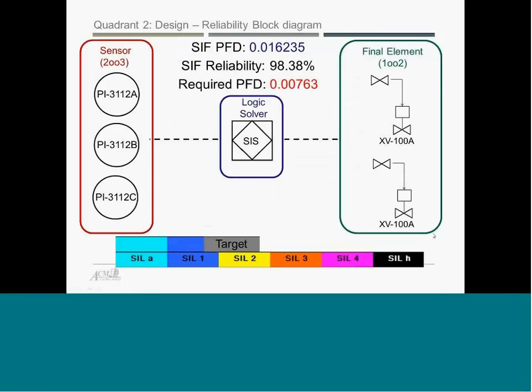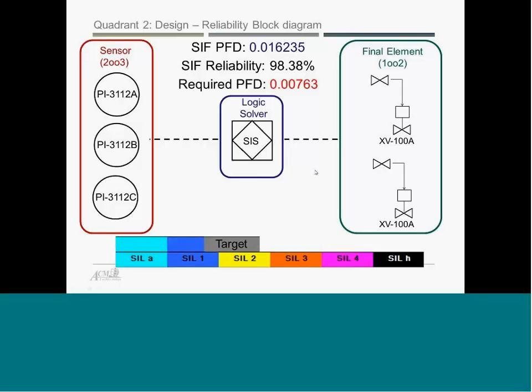So let's look back to our reliability block diagram. In my sensors, I've put 2 out of 3 voting that we just determined. And the final elements, I jumped ahead a bit and did 1 out of 2 because we really need to bring that reliability up. And complicated voting schemes on final elements can get pretty tough. Tough to actually design and build once you get into your facility.